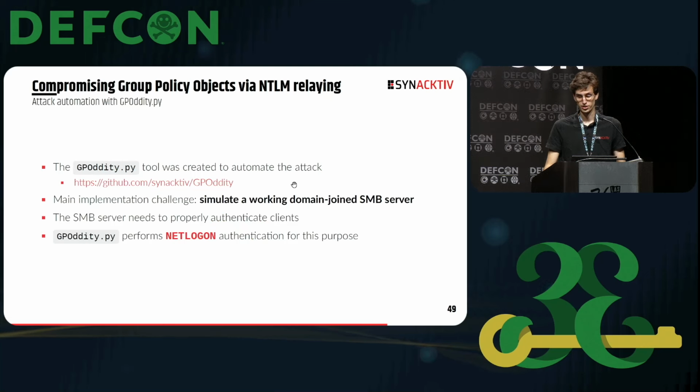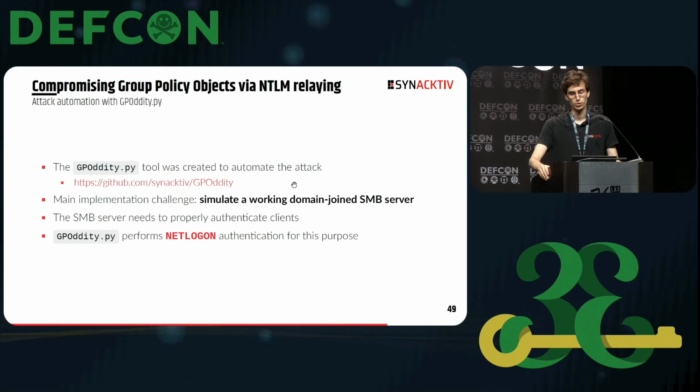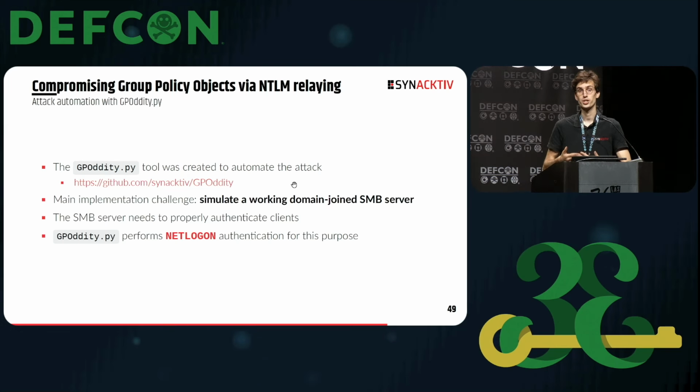So we created a tool that is already available called GPO DT, and that does just that. I also won't go into details, but the main implementation challenge was to implement a working domain joined SMB server, because you can't just provide anonymous access to the objects. Modern Windows SMB clients will refuse to connect anonymously to a server. So GPO DT performs some netlogon to overcome this difficulty.